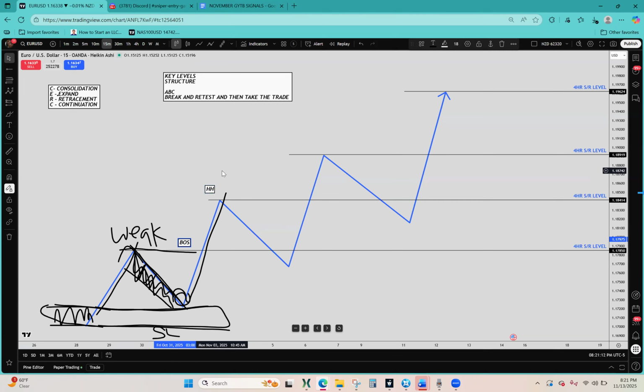Can somebody point on the chart where they think the new base is at? Let's see if we're figuring it out. Where's the new base at? Ah, that's not the new base. That's the SNR level. It's a key level, but according to the ABC, that's not the new base, right? Where we at, team? That's not the base. It's not the base yet. It's just the SNR level.